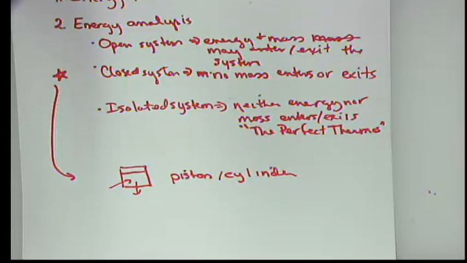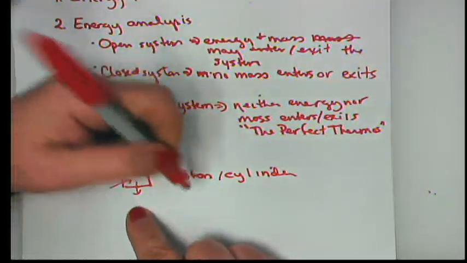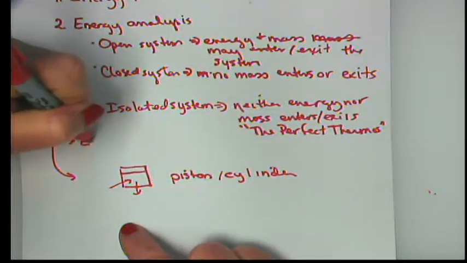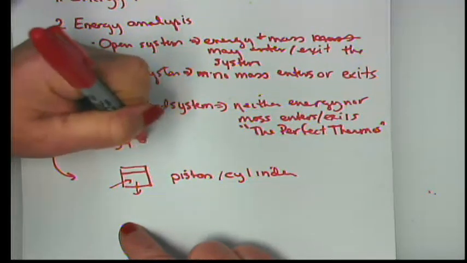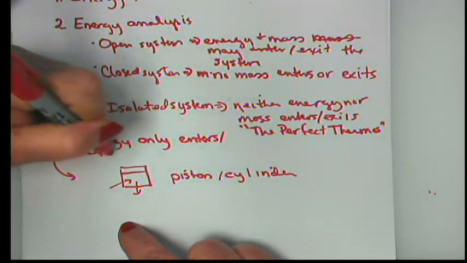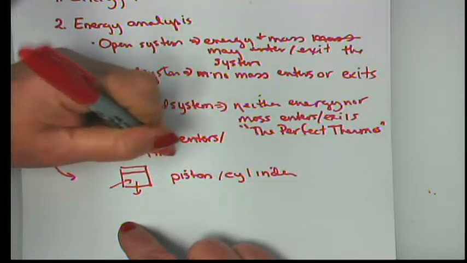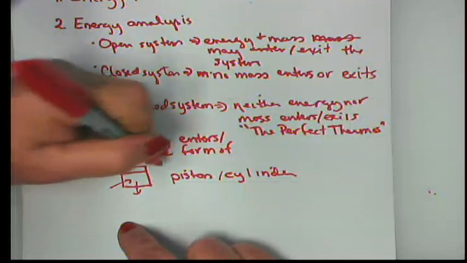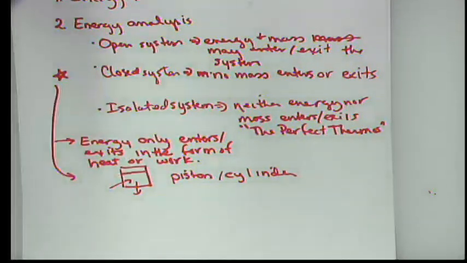So the only things that enter and exit are forms of energy, and specifically in a closed system, energy only enters or exits in the form of heat or work. So in other words, heat and work can enter or exit a system without having any mass enter or exit a system. Every other form of energy requires mass.